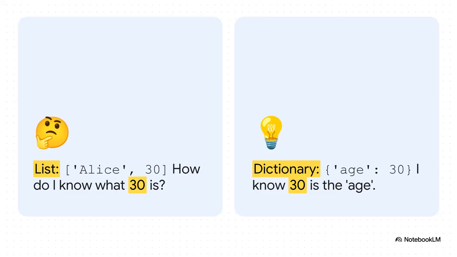Just look at the difference on screen. On the left with the list, that number 30, what is it? You have to remember it's the age. The context is all on you. But on the right with the dictionary, the data explains itself. The key age tells you exactly what 30 is. This makes your code so much cleaner and way easier to understand.